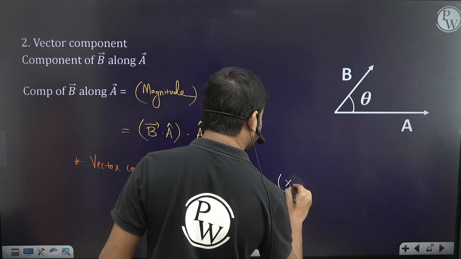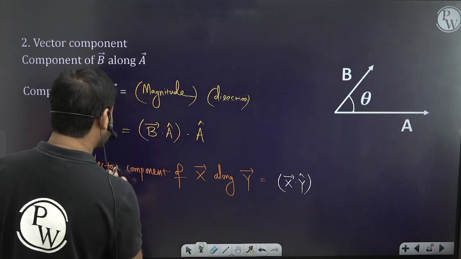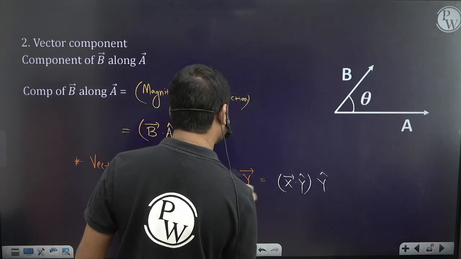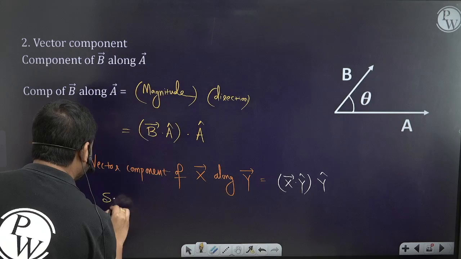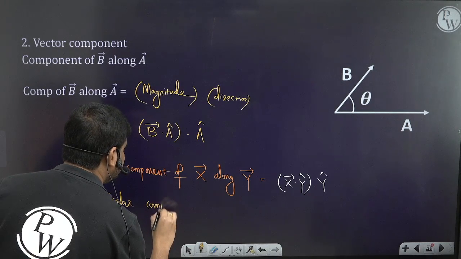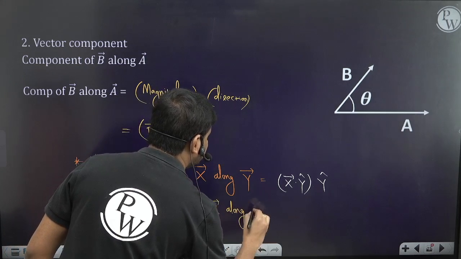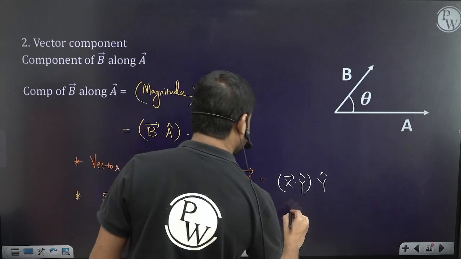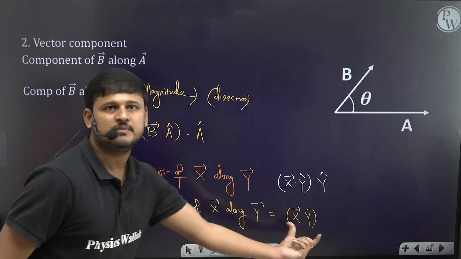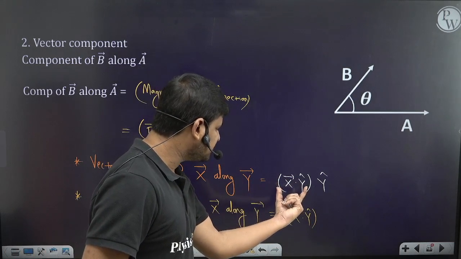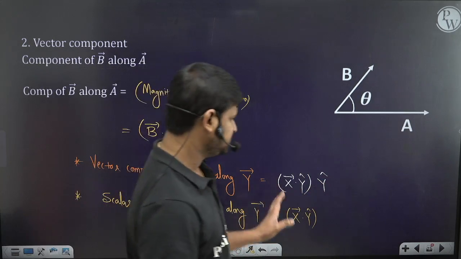What is the magnitude? Vector x along y means x dot y unit cap, this whole thing is the magnitude. Then they said vector component, so again there is a direction, and the direction is along y. For the same thing, what is the scalar component of x along y? It is simply the x vector dotted with y cap. So this is the magnitude, that's it. Scalar component means only magnitude, whereas vector component means this magnitude plus the direction. Clear everyone? So let's move further.